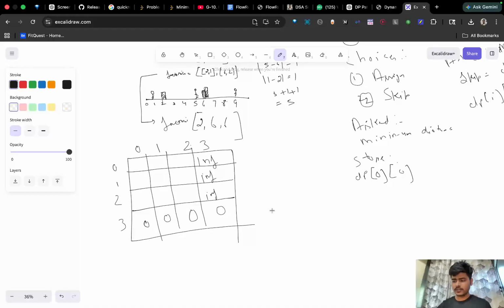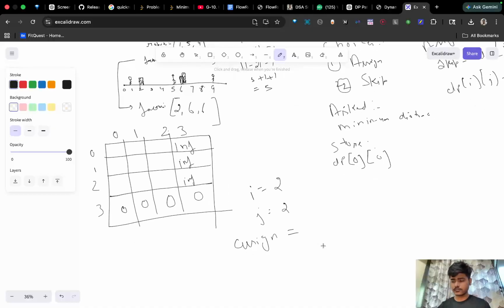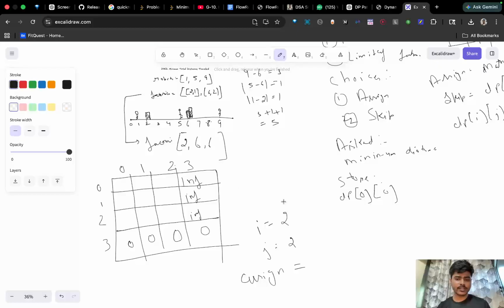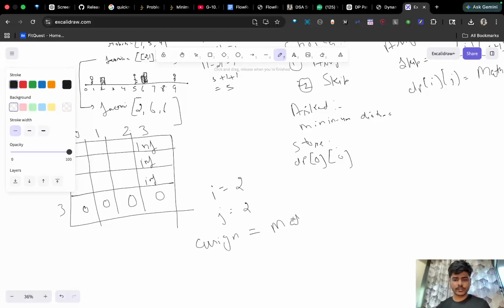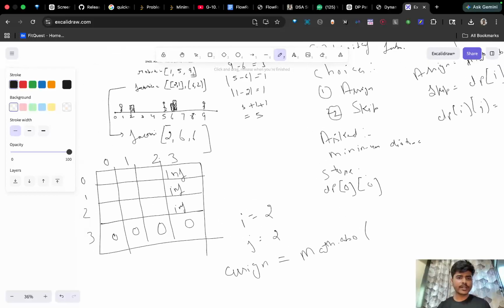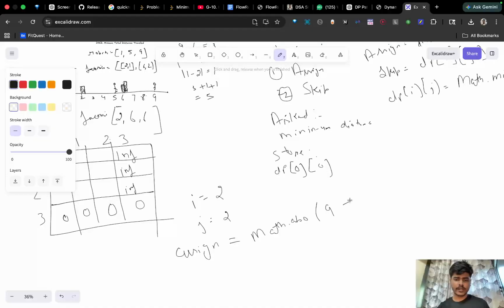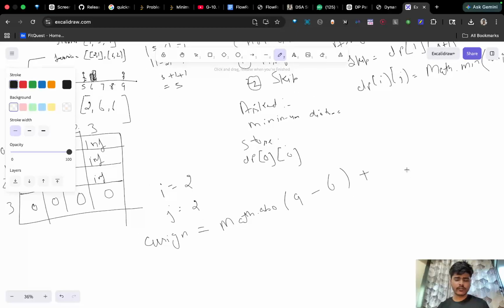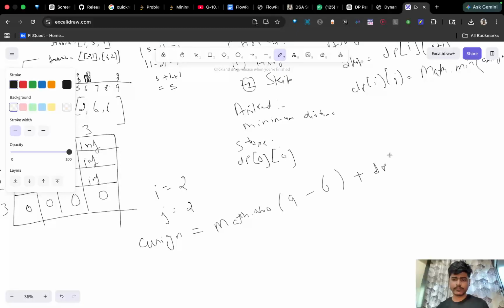So for i equal to 2 and j equal to 2, my assign variable effectively becomes this: I am going to assign the second robot at position 9 to the second factory at position 6, and my assign becomes math.abs of the position of the second robot, that is 9, minus the position of the second factory, that is 6, plus what was the value traveling from the future, that is dp of i plus 1, j plus 1.